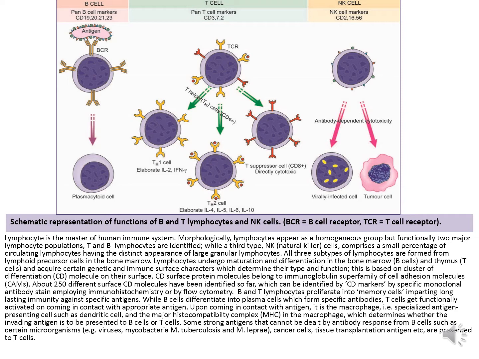All three subtypes of lymphocytes are formed from lymphoid precursor cells in bone marrow, as other cells of blood. Then lymphocytes undergo maturation and cell differentiation. In bone marrow we call them B cells, and in the thymus we call them T cells. Then they acquire certain genetic and immune surface characters which determine their type and function.